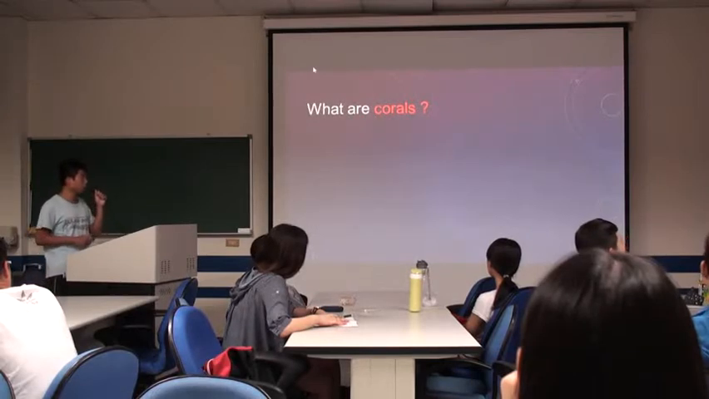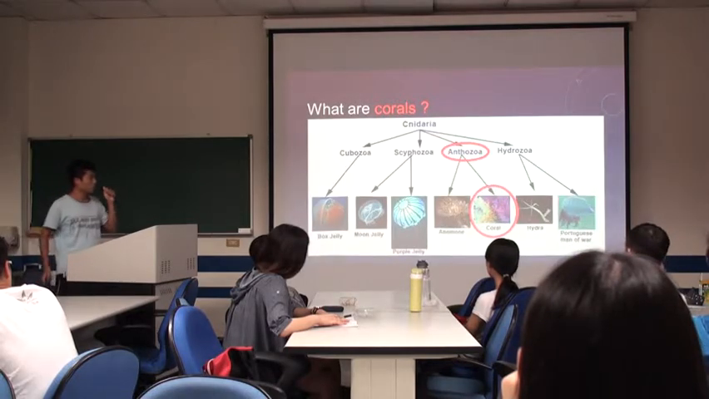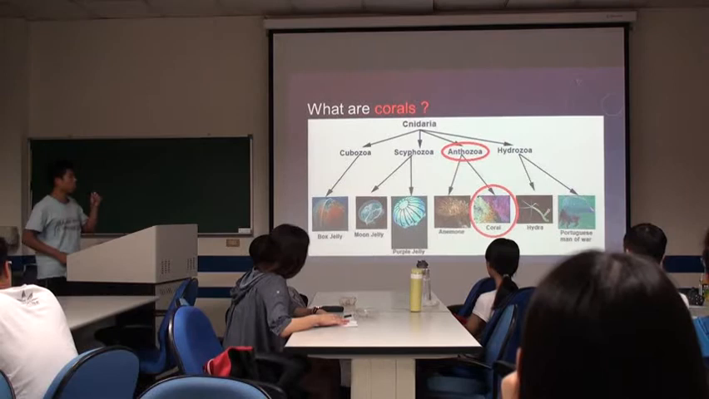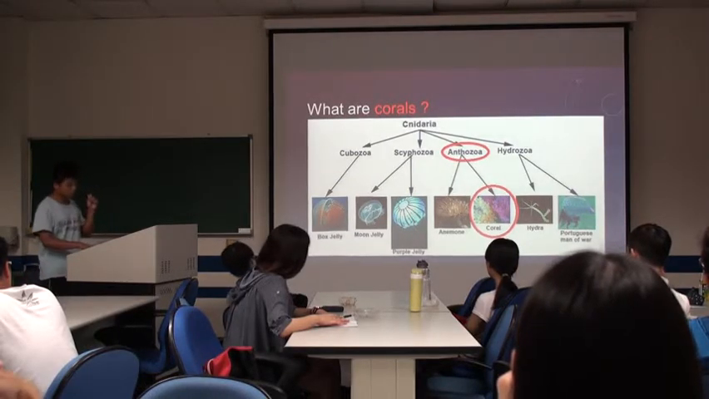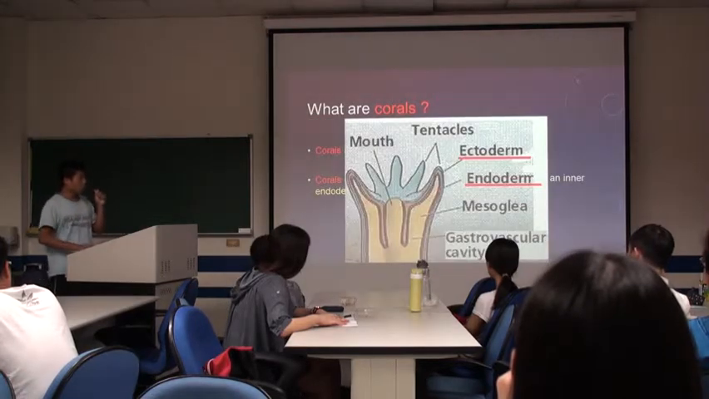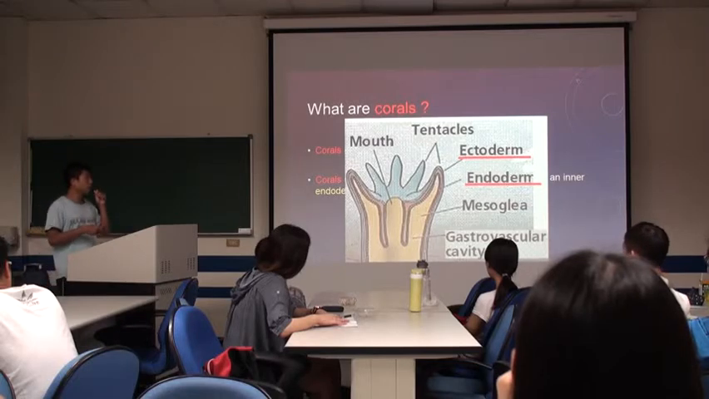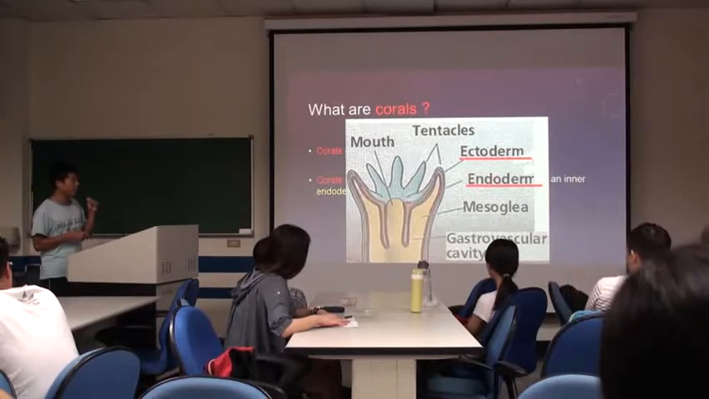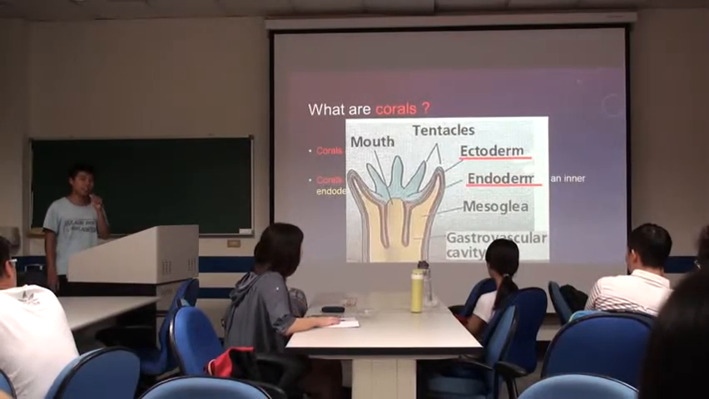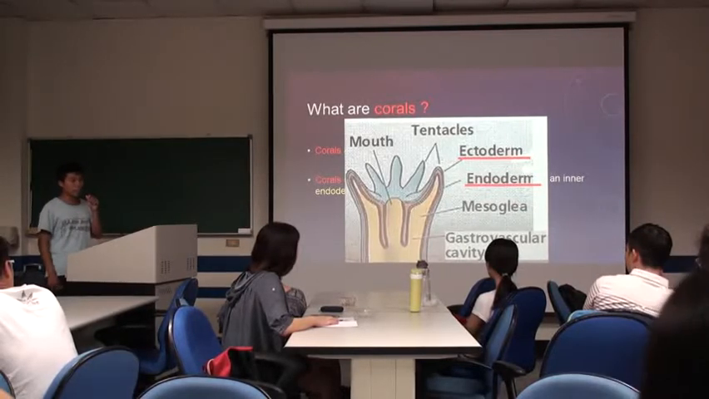First, what are corals? Corals are Cnidaria animals in marine. They are marine invertebrates in the class Anthozoa of phylum Cnidaria. Corals consist of two layers, an outer ectoderm and an inner endoderm. Ectoderm and endoderm, along with the mesoderm, are the primary germ layers for any animals.